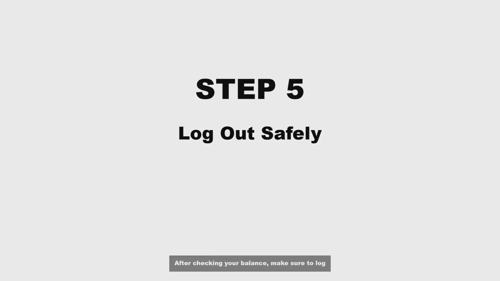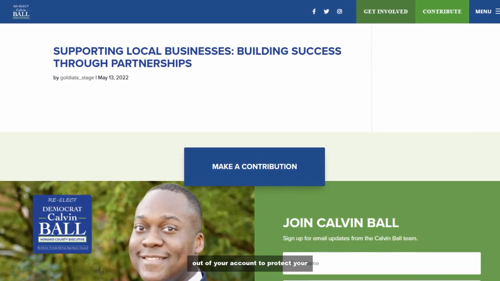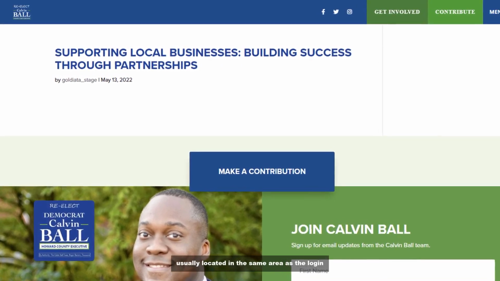Step 5. Log out safely. After checking your balance, make sure to log out of your account to protect your information. Look for the logout option, usually located in the same area as the login button.